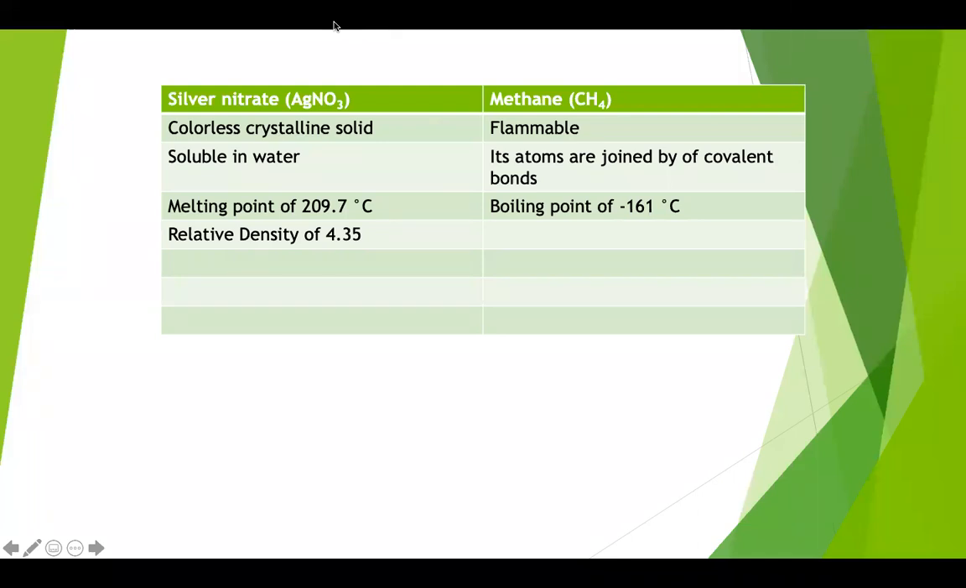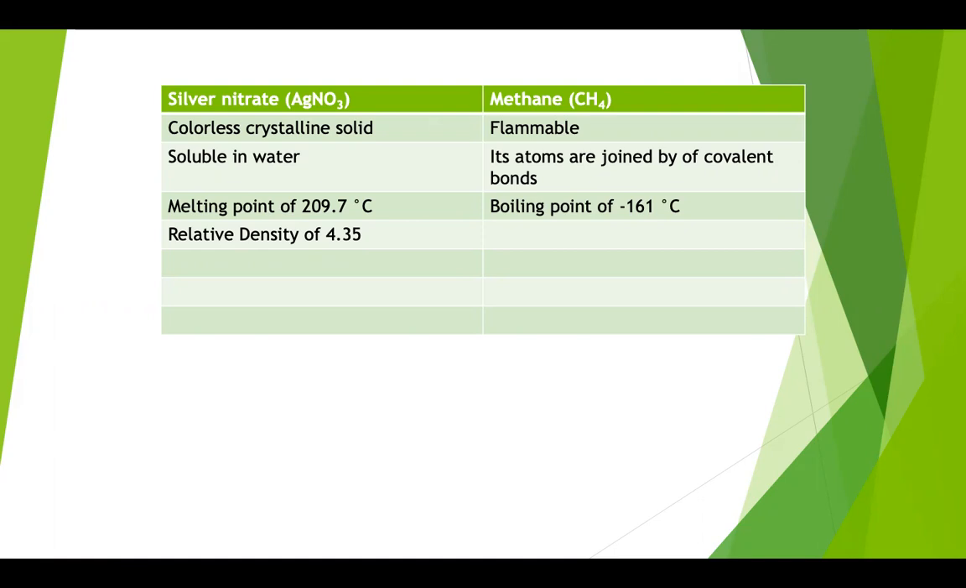The first part of the activity was to classify these properties to the corresponding compound and determine if it was organic or inorganic. Some of the inorganic compounds' characteristics are that they have high boiling and melting points, they are soluble in water, they are good conductors, and so many others. If we see the properties of silver nitrate, they are very alike to inorganic compounds.